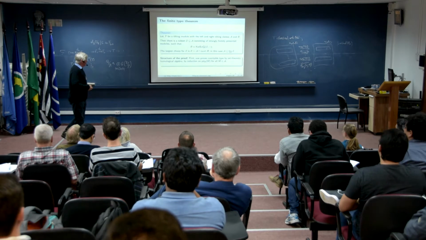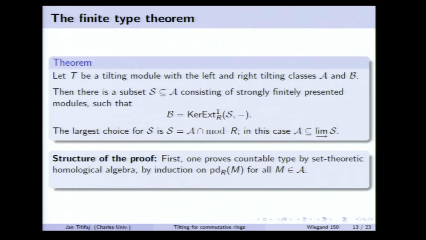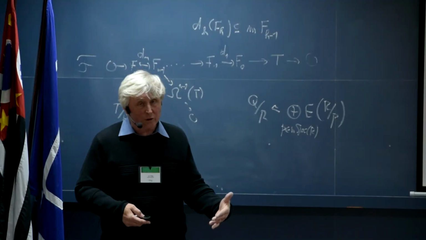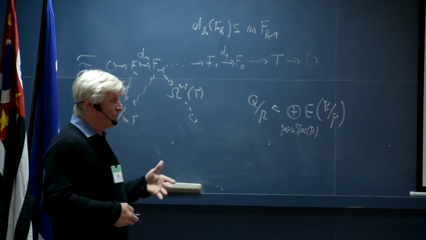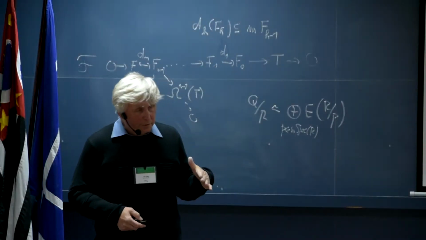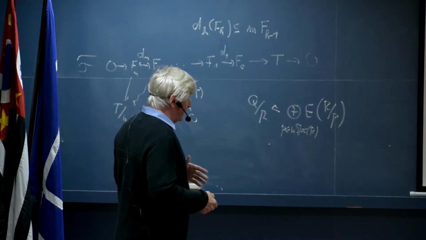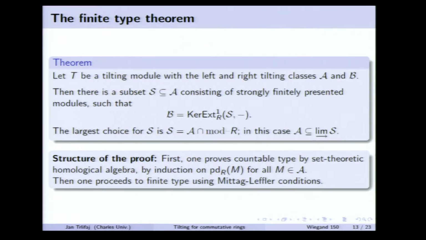And the proof, this is a hard result. It's in 4 papers, long papers, and was proved maybe about 15 years ago. And it's difficult because you have to first reduce to countably presented, strongly countably presented modules. And that's done by some set-theoretic homological algebra, separately for regular and singular cardinals, by induction on the projective dimension of the modules in the class A. And then there's a subtle point from countably presented to finitely or strongly finitely presented, which uses the Mittag-Leffler condition, and that was done by Dolores Herbera and Silvana Bazzoni, while the first part was by me and Jan Šťovíček.